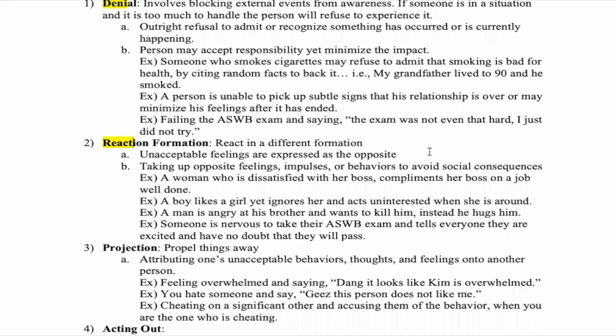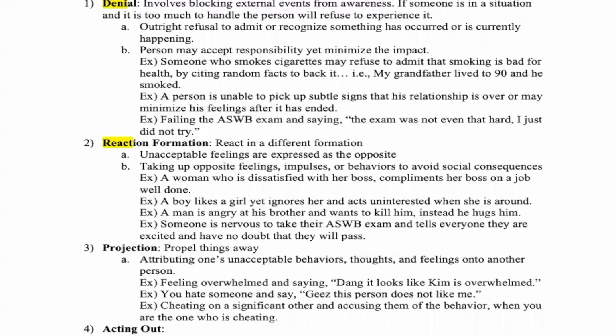But again, their internal processing is different and they're acting out their emotions in the total opposite formation than what you would expect. Another example, a boy likes a girl, yet ignores her and acts uninterested when she's around. You would expect if somebody likes somebody to do kind things and be nice to them. However, this boy is ignoring them as well as being rude and demeaning to this girl.